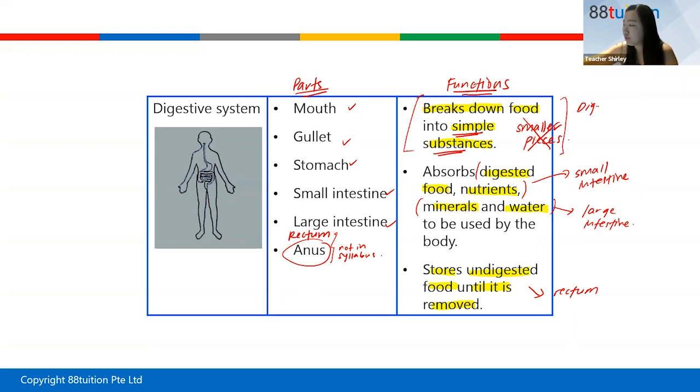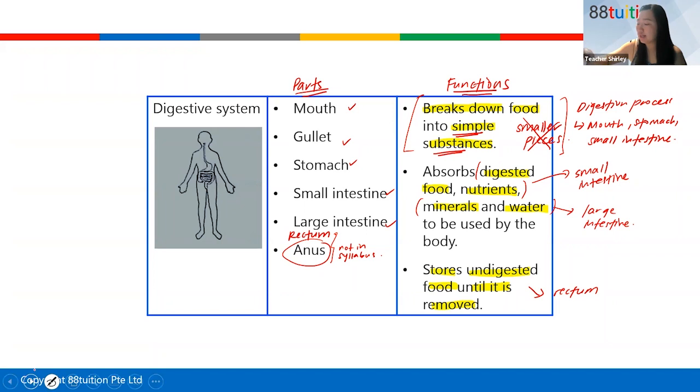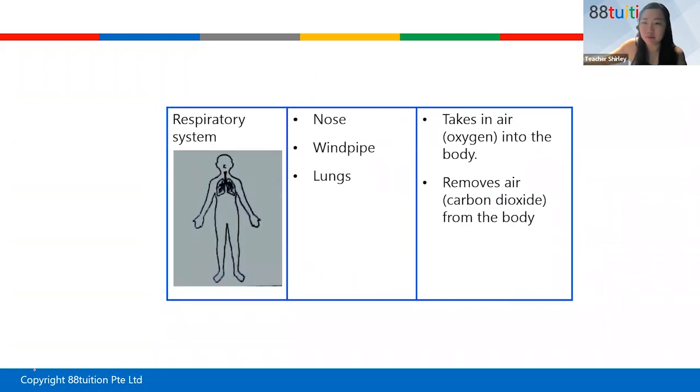Then in general, this describes the digestion process and which organs digestion takes place in: your mouth, your stomach, and your small intestine. Does digestion take place in your gullet? No. Does digestion take place in your large intestine? No. Okay, so this basically sums up the topic on the digestive system. Of course, we're going to move on to other systems in your body.